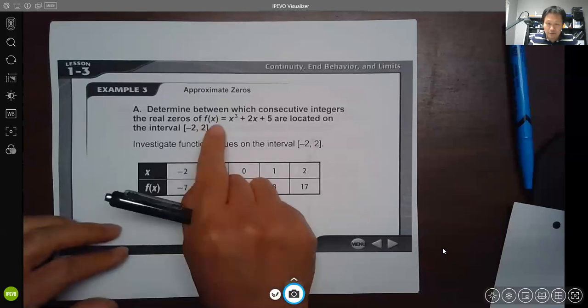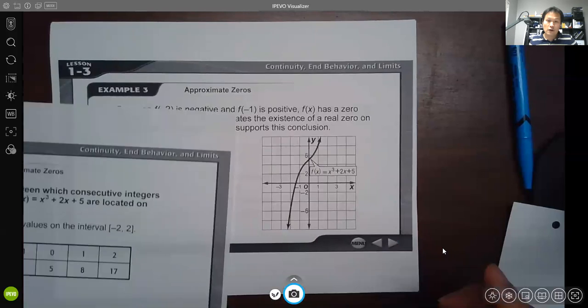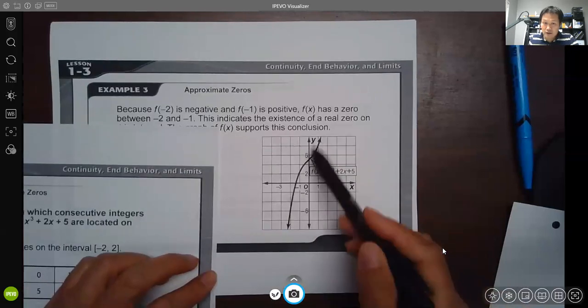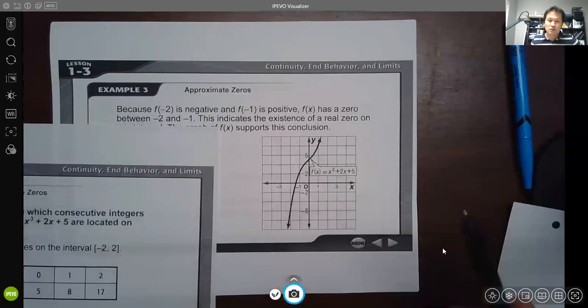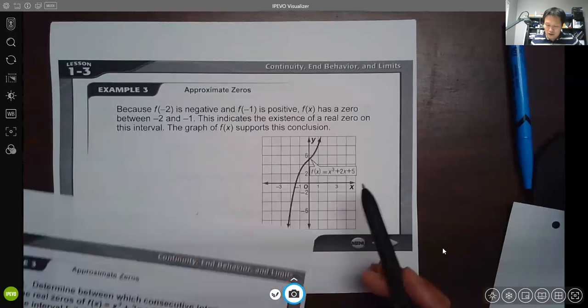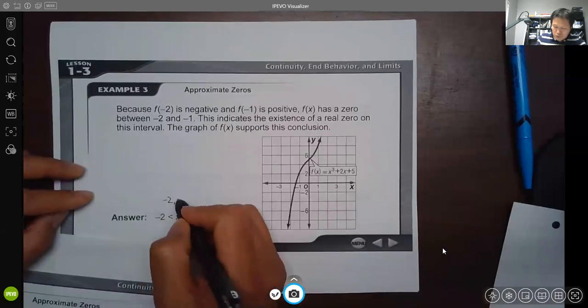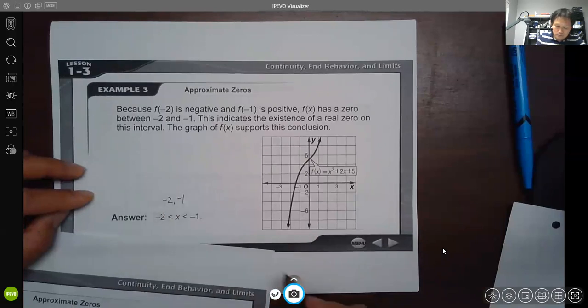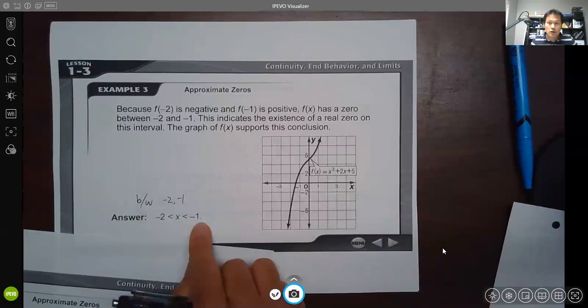Zero means x-intercept. So if you have a graphing calculator available, if you can graph it, you know it's between what? -2 and -1. It's between -2 and -1. Done. The answer should be between -2 and -1. You can say between -2 and -1, or x is between -2 and -1.